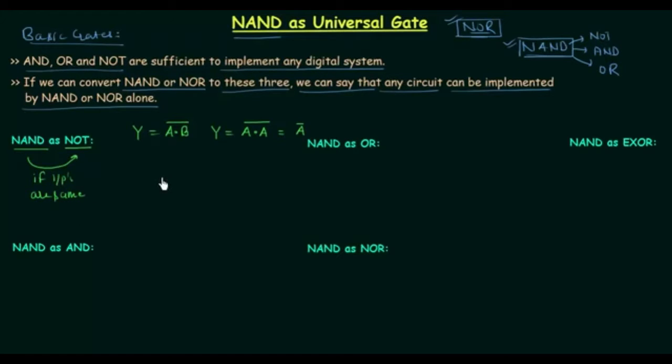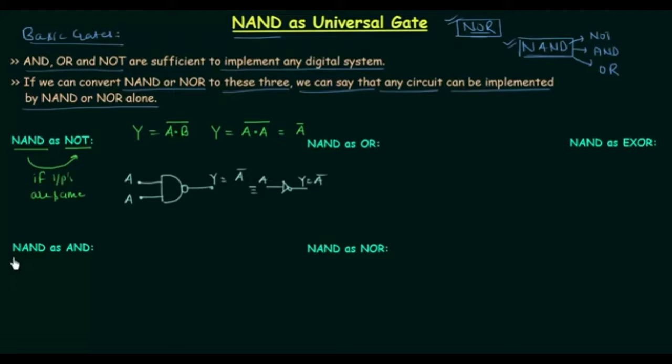So first we will make a two input NAND gate. These are the two inputs and this is the output Y, and if both inputs are A, then the output Y is A complement. So this is working as a NOT gate. If the input is A, the output is A complement. Very simple. Now we will implement the AND gate by using the NAND gate.